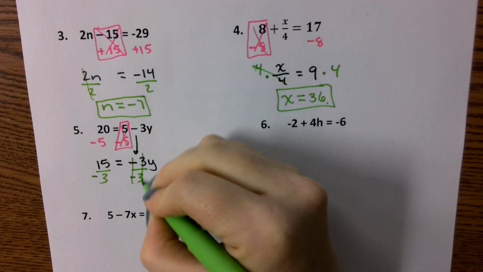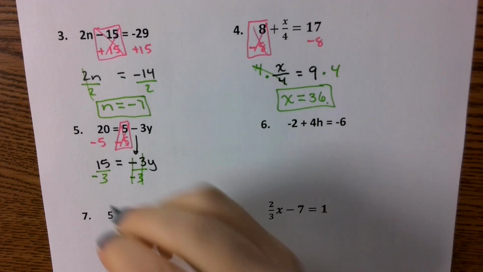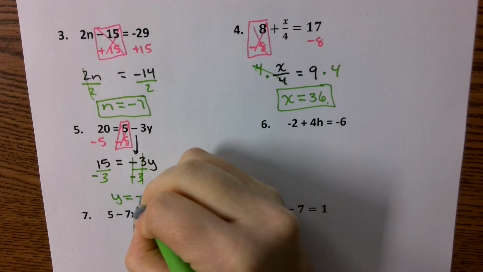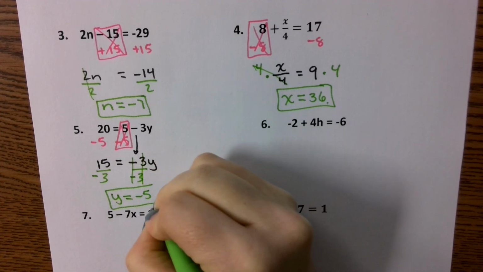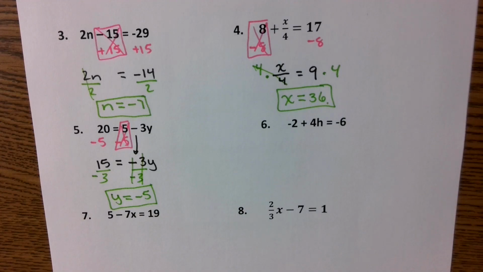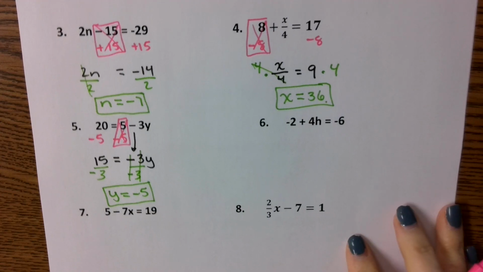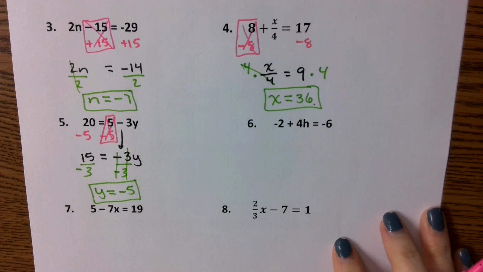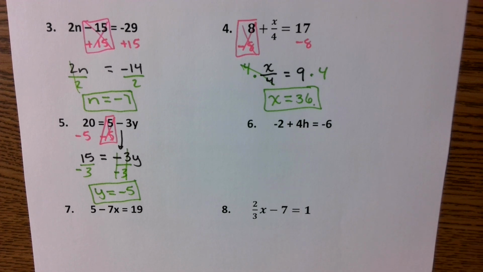So the negative signs can cancel out as well as the 3's. And you're going to get that negative 5 is equal to y, or y is equal to negative 5. Number 6. Maya, what are we going to do first? For number 6.